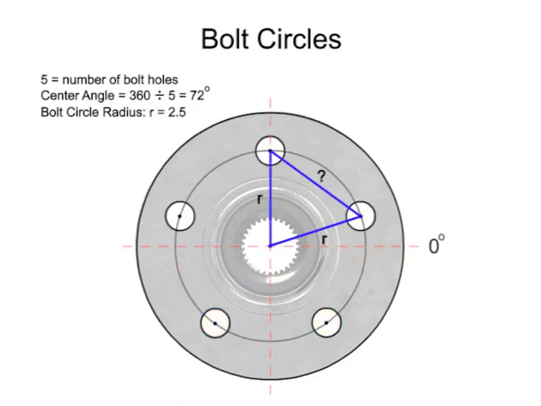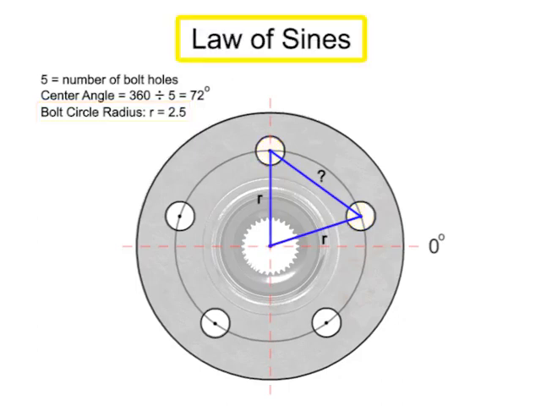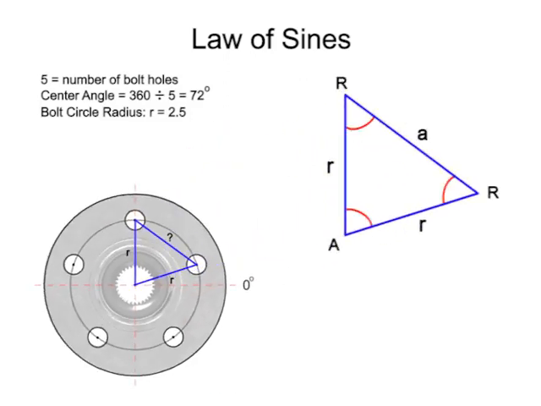If the radius of the bolt circle and the interior angle between two adjacent bolts is known, then the distance between each bolt can be calculated using the law of sines. If we look closely at the two adjacent bolts, we can see that they form a triangle with the center. We already know the center angle. It's 360 divided by the total number of bolts, 5, which equals 72.